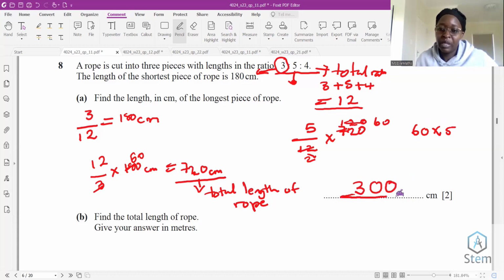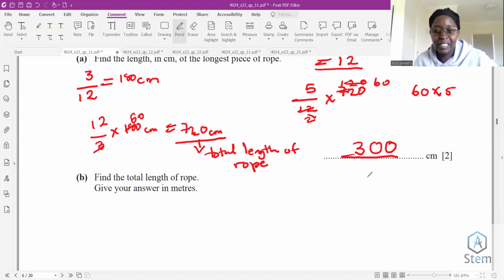So basically we have found the length of the 5 and the 3. If we wanted to find for 4, you can just say, I think I've answered all the questions actually. Let's see the next question.